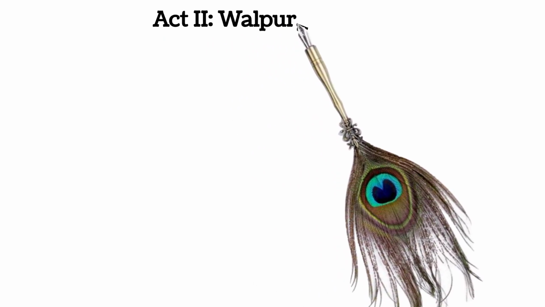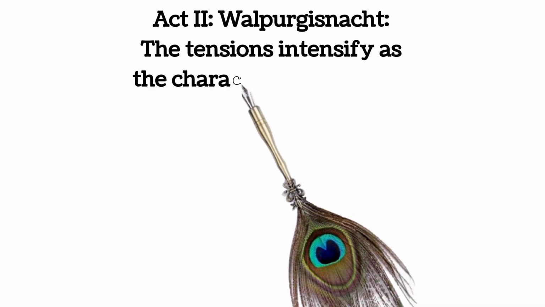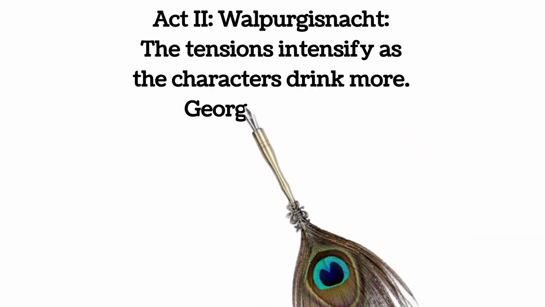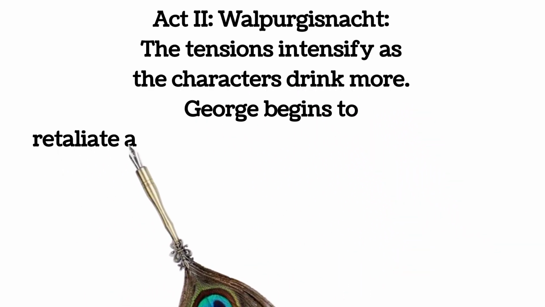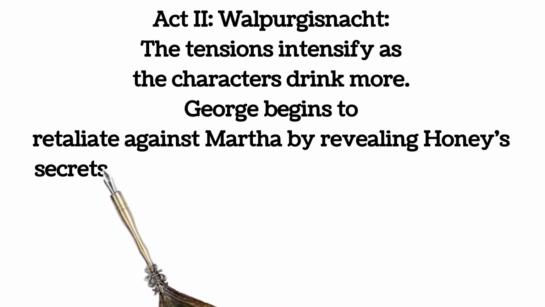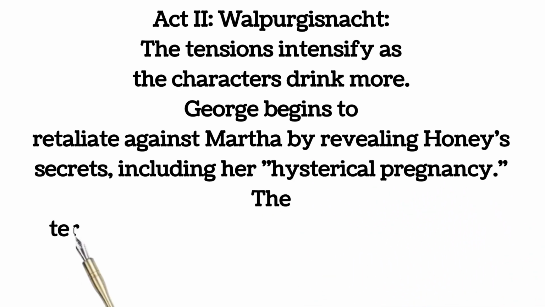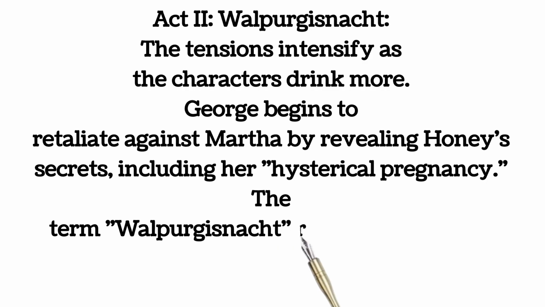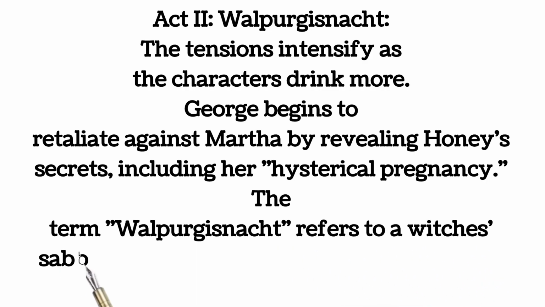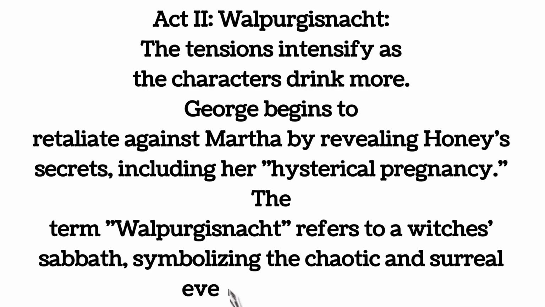Act 2. Walpurgisnacht. The tensions intensify as the characters drink more. George begins to retaliate against Martha by revealing Honey's secrets, including her hysterical pregnancy. The term Walpurgisnacht refers to a witch's Sabbath, symbolizing the chaotic and surreal events of the act.